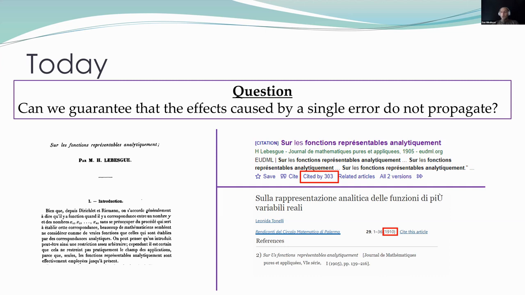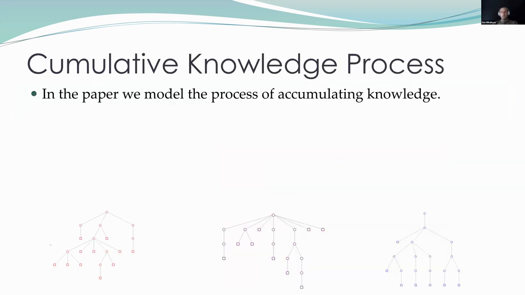Okay, in order to answer this question in a more precise sense, we define a model for the process of accumulating knowledge. So this can be the scientific process in which you write papers which build upon other papers. This can be more related to software development, where you write a library which builds upon other libraries, and so on. And any process in which you accumulate knowledge.